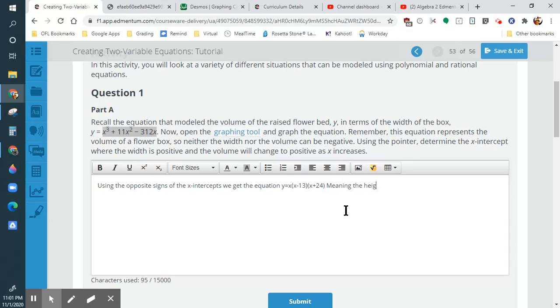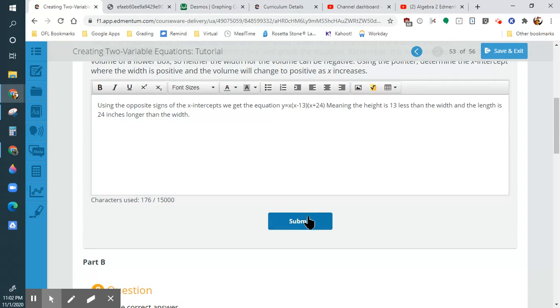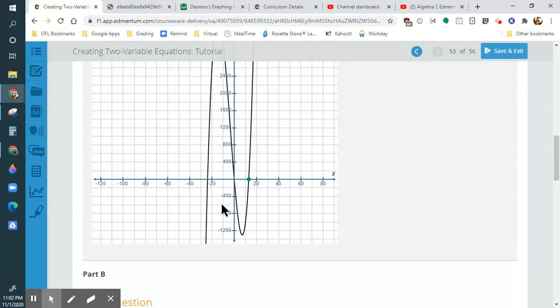The height is 13 less than the width and the length. And I think they actually said this in the last thing. It's been a while since we've been in that slide, and the length is 24 inches longer than the width. All right, I'm going to submit that, and they show it right here.